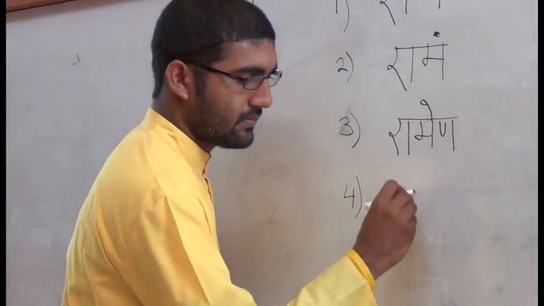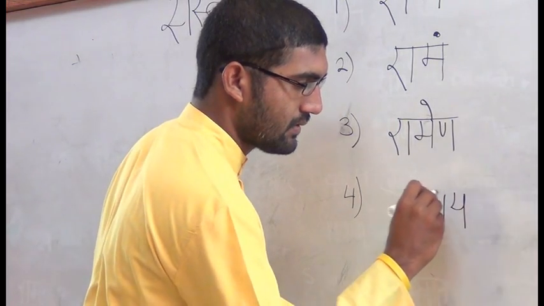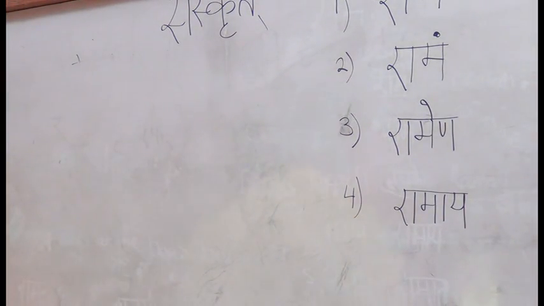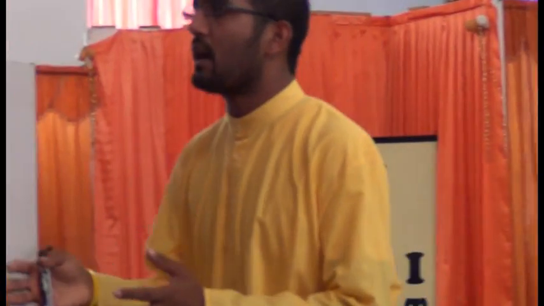Fourth is Ramaya. Ramaya means to or for Rama. What's the note for the fourth case? Indirect object. So the boy goes to the grocery for Rama, right? Or the boy goes to the beach for Rama. That doesn't exist, but it gives the idea of for Rama. Okay.